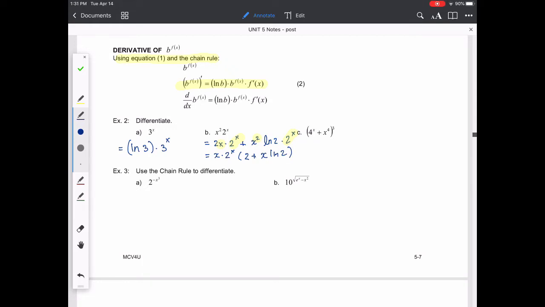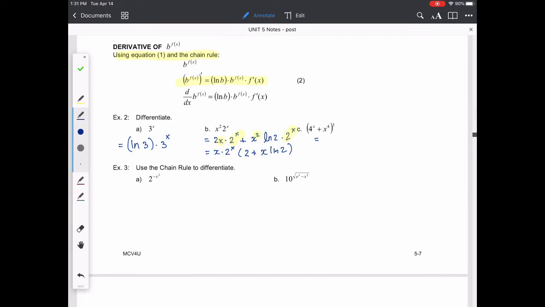For the next one, we have a function within a function. So we know already that we use the chain rule. Our derivative here is, if we treat it as a whole entire function, we have to drop the 3.